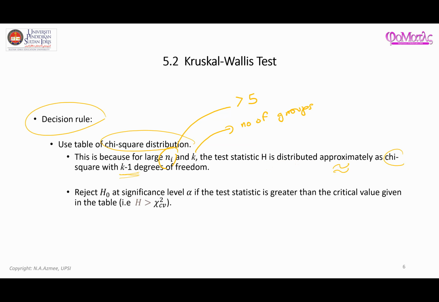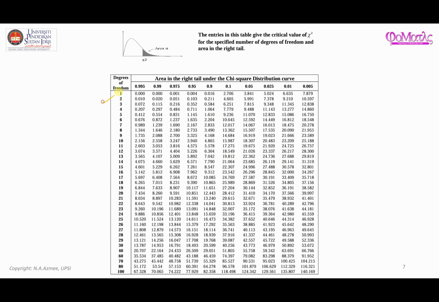So in order to use this particular table here, you need to know the degrees of freedom. Degrees of freedom is k minus 1. K here is the number of groups, minus 1. So based on that information, you can look at the chi-square distribution table, for example this one, and check the degrees of freedom on this part. If you are interested in a 5% significance level, so here is 0.05, and let's say degrees of freedom is 1, then this is the critical value. So 3.841 is the critical value.